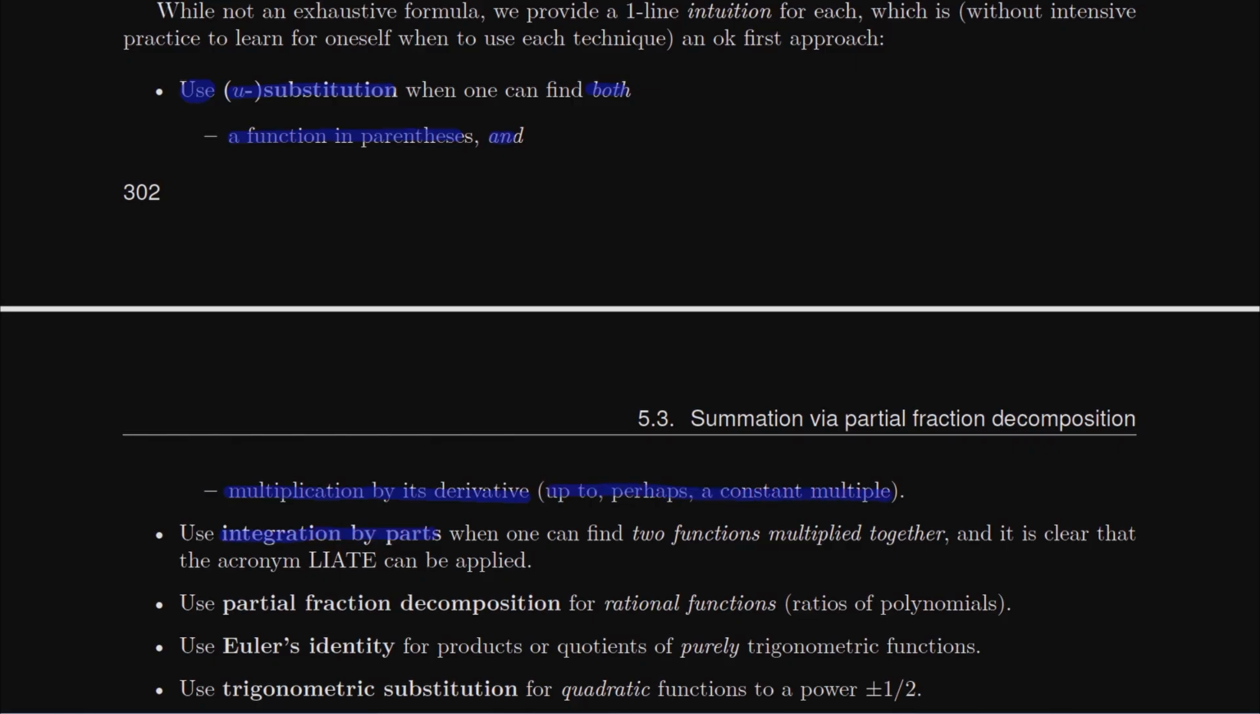You're going to want to use integration by parts when you can find 2 functions multiplied together, and the acronym LIATE can be applied. You use partial fraction decomposition when you have rational functions, which are ratios of polynomials. You'll use Euler's identity for products or quotients of purely trigonometric functions. And finally, you'll use trigonometric substitution if you're looking at quadratic functions to a power plus or minus 1/2. That's the best I can do. Otherwise, it's practice, practice, practice, and you get better with time.